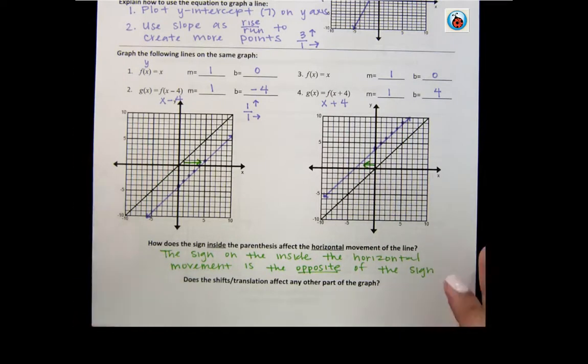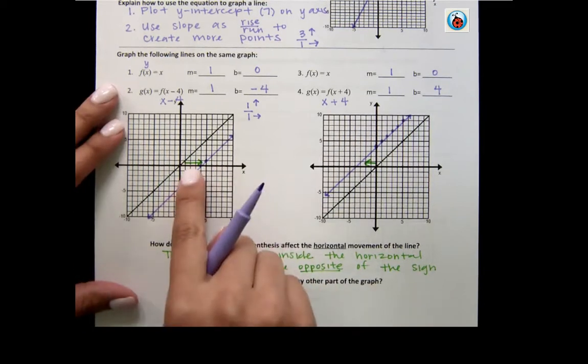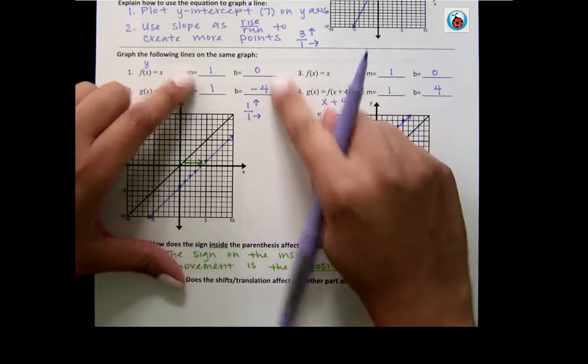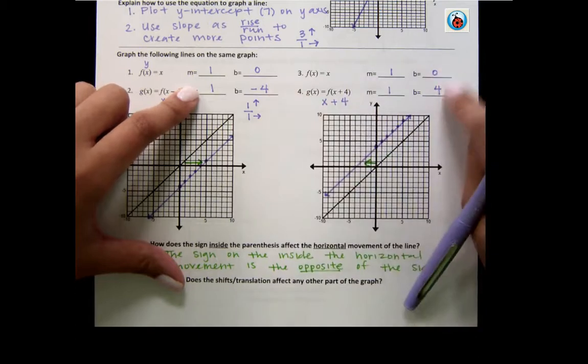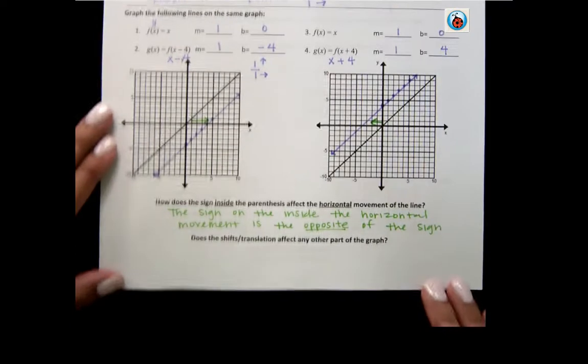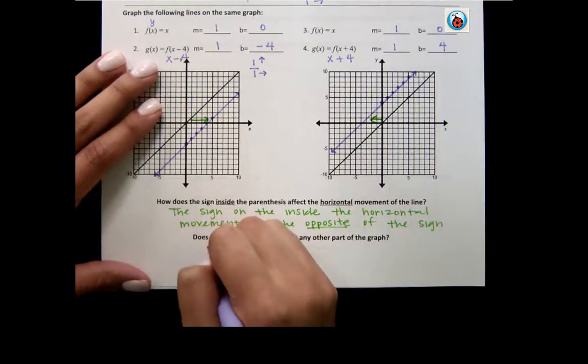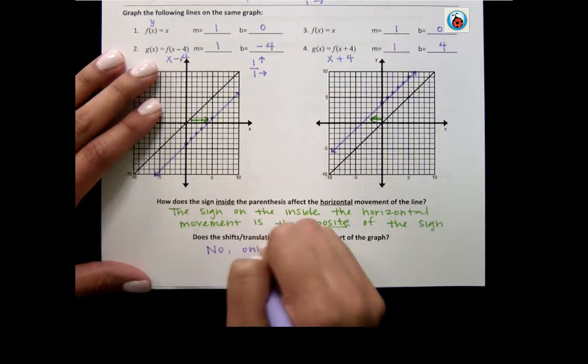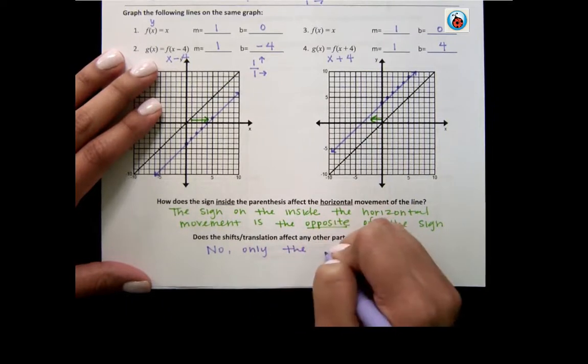So does the shift or translation affect any other part of the graph? So the only thing that changed, and I can look up here, is the y-intercept. My slope stayed the same. So does the shift affect any other part of the graph? No. Only the y-intercept is affected.